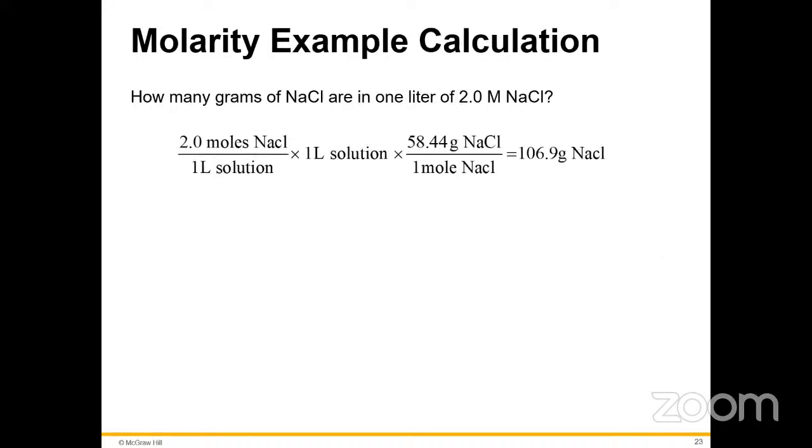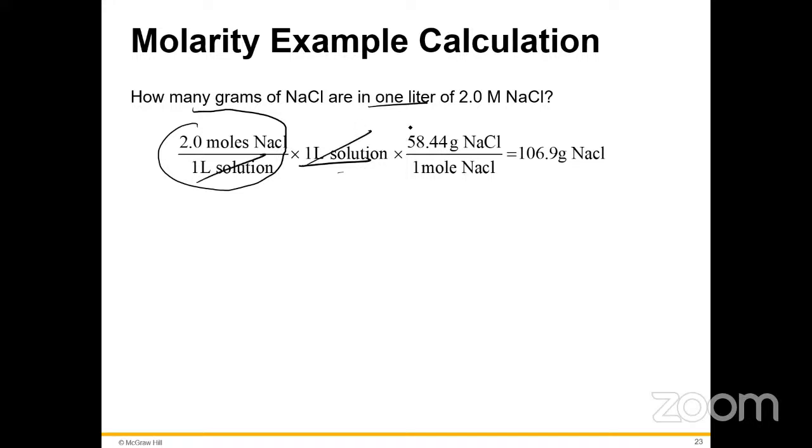Okay, so here's a question. It says, how many grams of sodium chloride are in a liter of 2.0 M sodium chloride? So basically, what we need to do first is start off with the 2.0 moles per liter, right? So basically what we do first is multiply the molarity by 1 liter. That's what the question is asking for. And then that would give you the moles because this will cancel out with this.